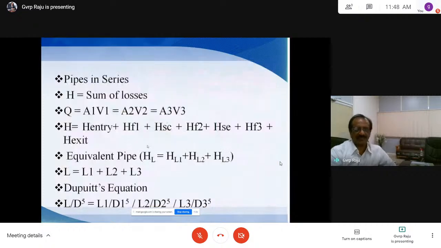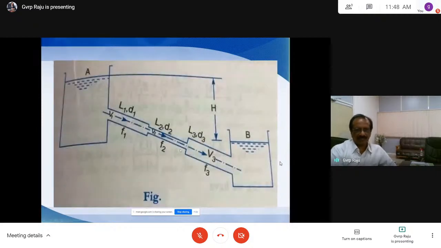Again, head loss due to sudden contraction, then HF2. HF2 is the head loss due to friction for the pipe 2, and HF2 is equal to f2 L2 V2 square by 2g d2. That is the head loss due to friction for the pipe 2.